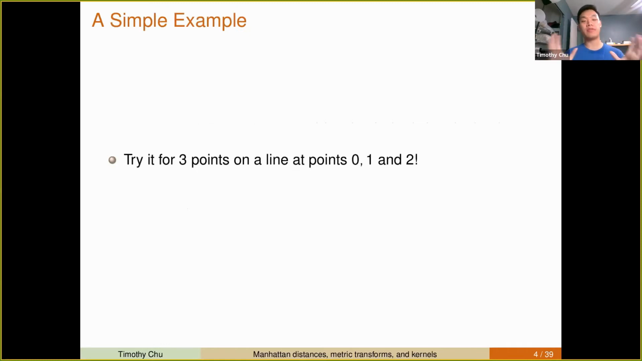I'm going to give a simple example: let's just try it for 3 points on a line at 0, 1, and 2. I want to give everybody 1 or 2 minutes to think about this themselves. Take all n choose 2 distances, raise them to the 1/2 power, and find the Manhattan embedding that realizes those new distances. I'll give everybody about 1.5 minutes to think about this.